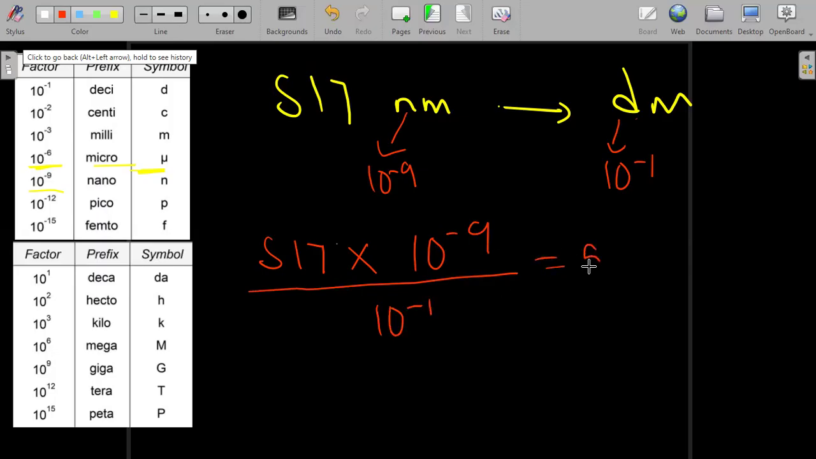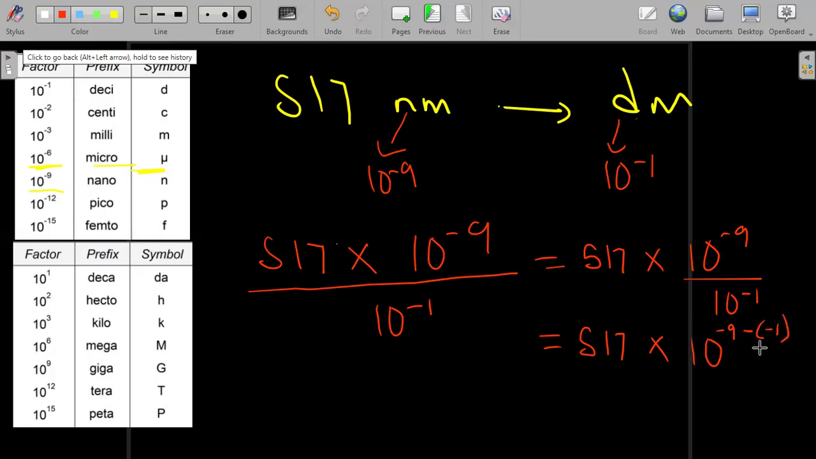So this is going to give us 517 multiplied by 10 to the power minus 9, divided by 10 to the power minus 1. So this is going to be 517 multiplied by 10, and then we can subtract those powers. So it will be minus 9 on top, minus the minus 1 down there. So this will be 517 multiplied by 10 to the power minus 9 plus 1, so that will just be minus 8. So these will now be in decimeters.